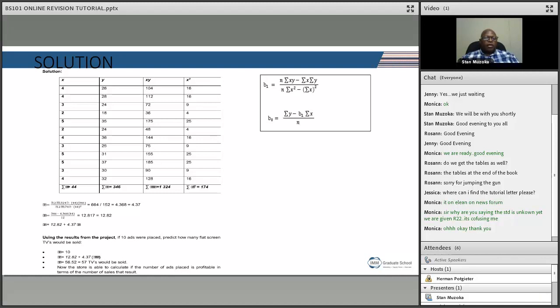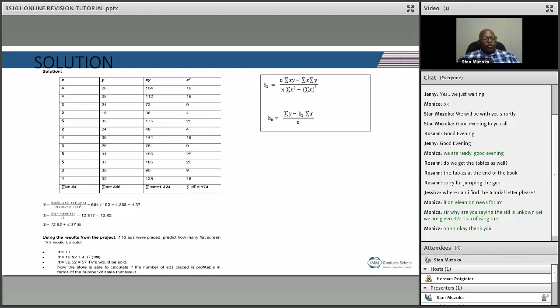Always, ladies and gentlemen, specify that y is equal to 12.82 plus 4.37x. And you now have got that. The examiner is going to ask you to forecast. If you placed 10 ads or 10 adverts, how many sales of flat screen televisions do you expect?